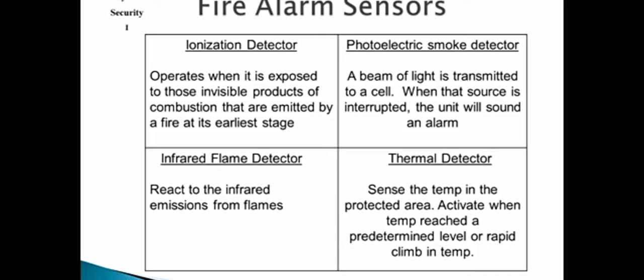Okay? Infrared flame detector, now this actually picks up the light emissions from flames, and it will sound the alarm. And if you got flames, boom, there it is. Thermal detector senses the temp as it climbs, and when it reaches a predetermined level, will activate and send a signal to the control panel. Okay? Fire sensors.